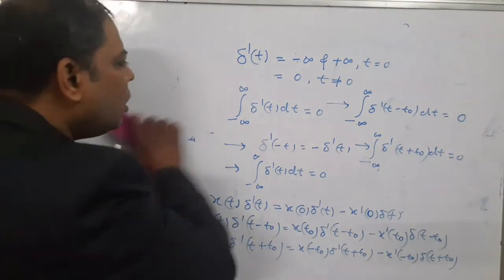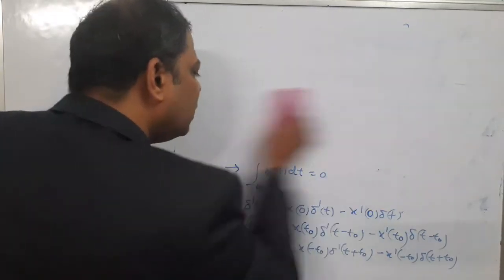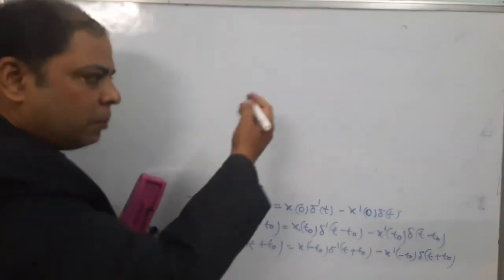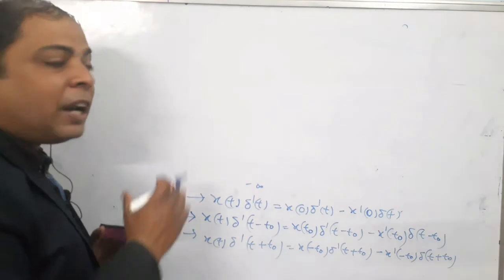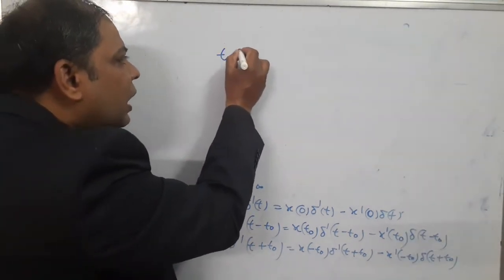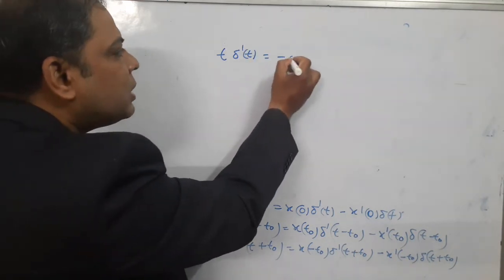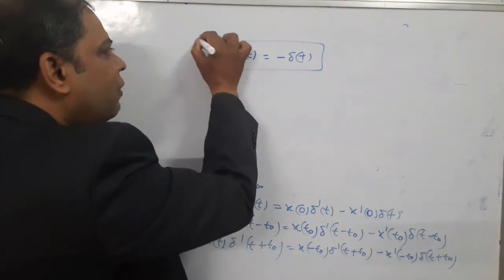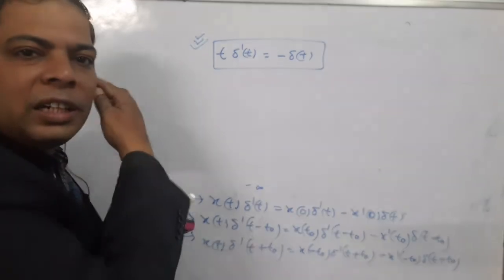Okay. Now another important property let me cover, which is very important. Try to understand this property, many questions you will find from this property. What is this property? t δ'(t) is equal to minus δ(t). Very important. t δ'(t) is equal to minus δ(t).